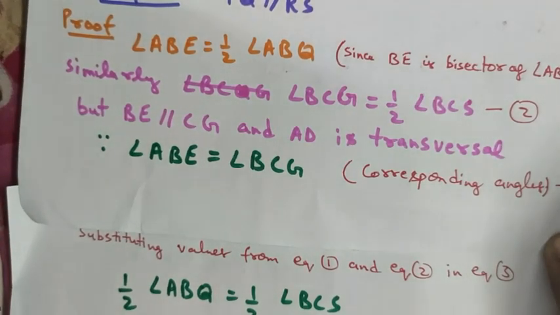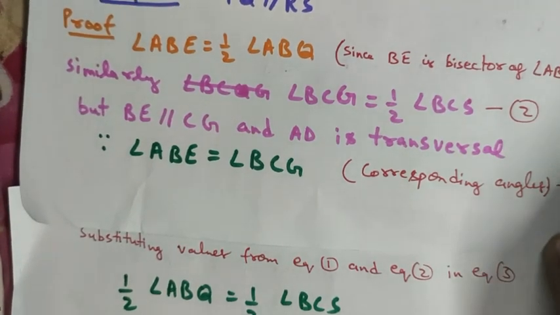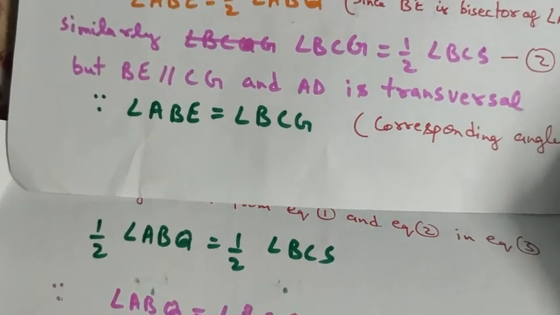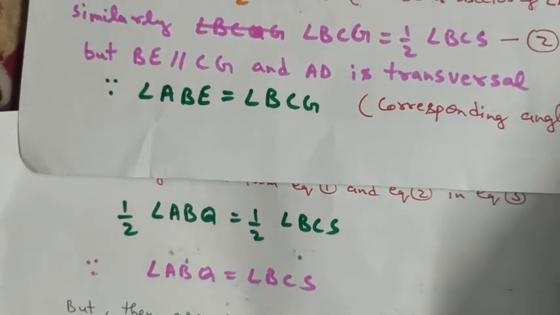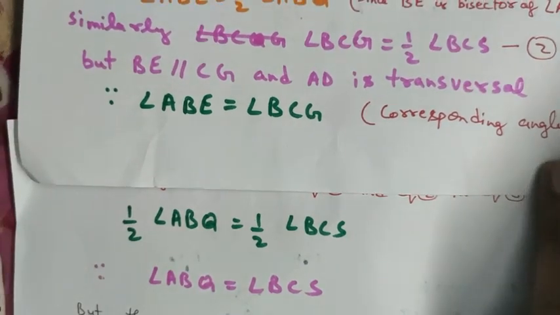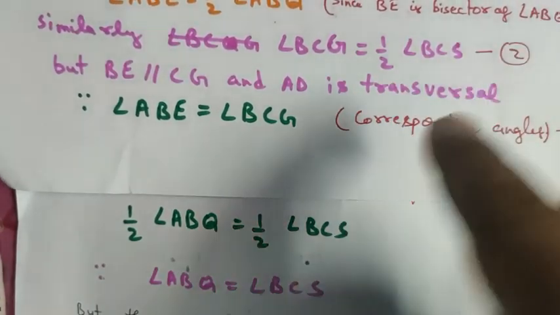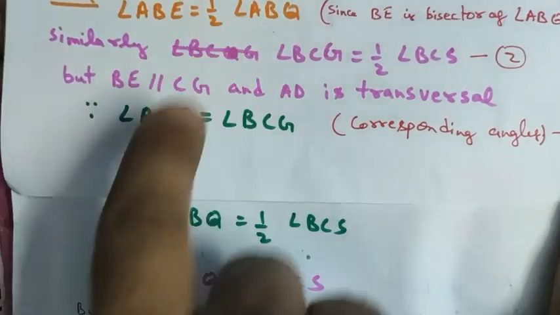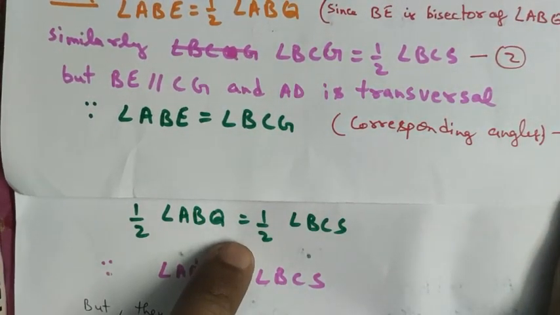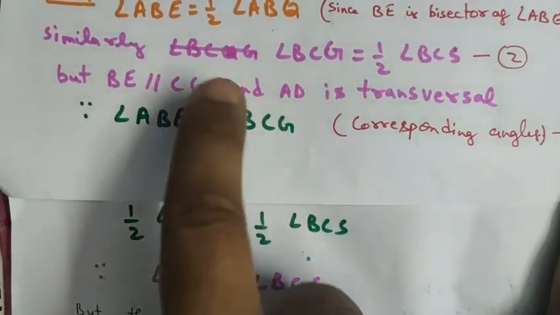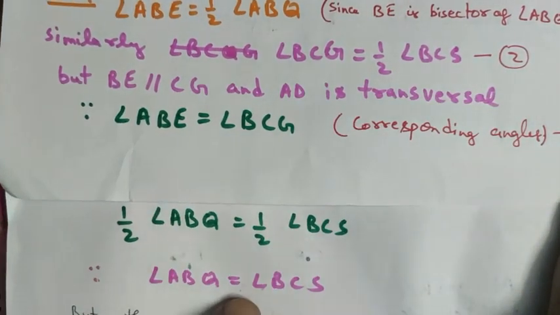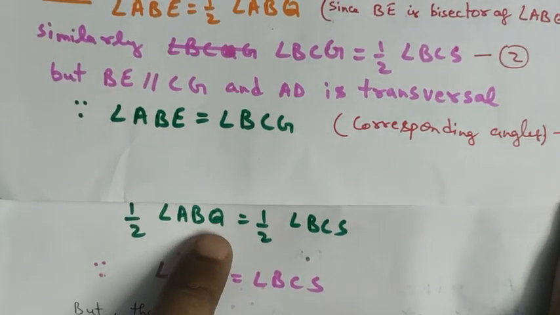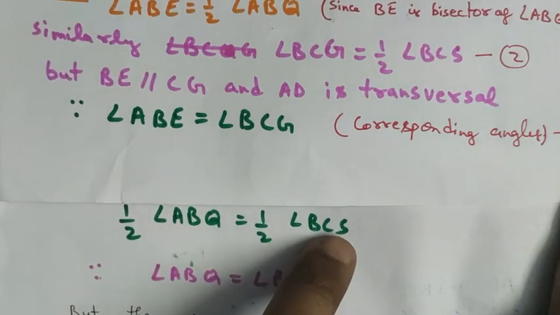Now we will substitute the values from equation 1 and equation 2 in equation number 3. Equation 3 is angle ABE equals angle BCG. In place of ABE we will substitute its value, half of angle ABQ, and in place of BCG we will substitute its value, half of angle BCS. So we say half of angle ABQ equals half of angle BCS.